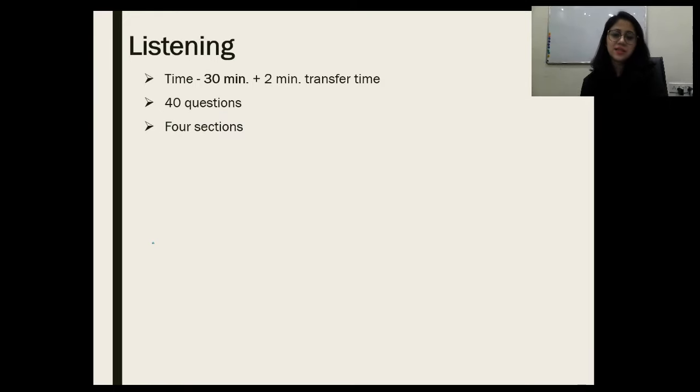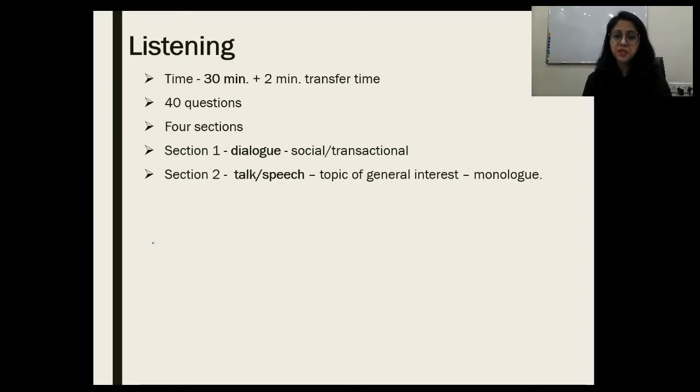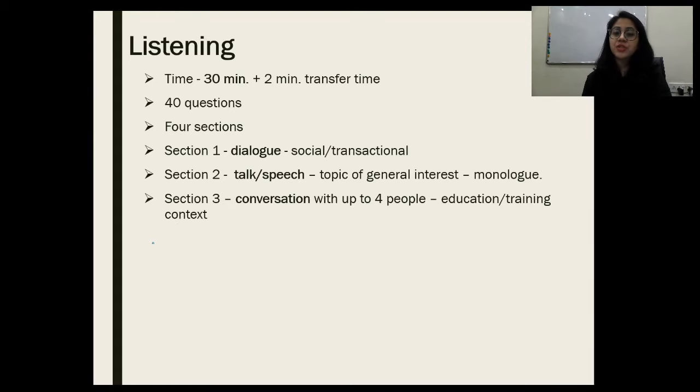Listening is, like I said, 30 minutes plus 2 minutes transfer time, 40 questions and 4 sections. Section 1 is dialogue. Section 2 is a talk or a speech. The dialogue could be social or transactional. The talk or speech is normally a topic of general interest, monologues. Section 3, conversation with up to 4 people, could be about education, training, context. Section 4, talk, lecture in regard to an academic subject.